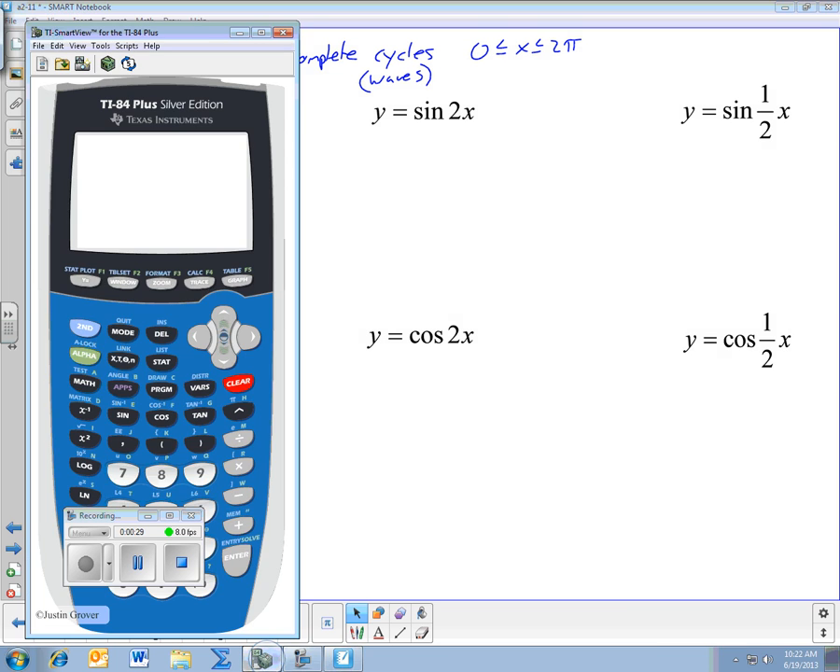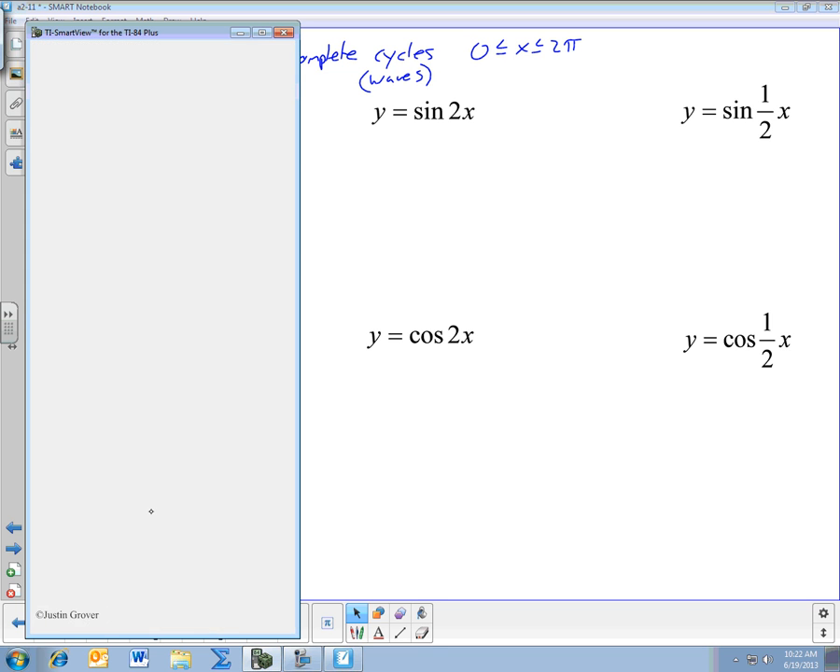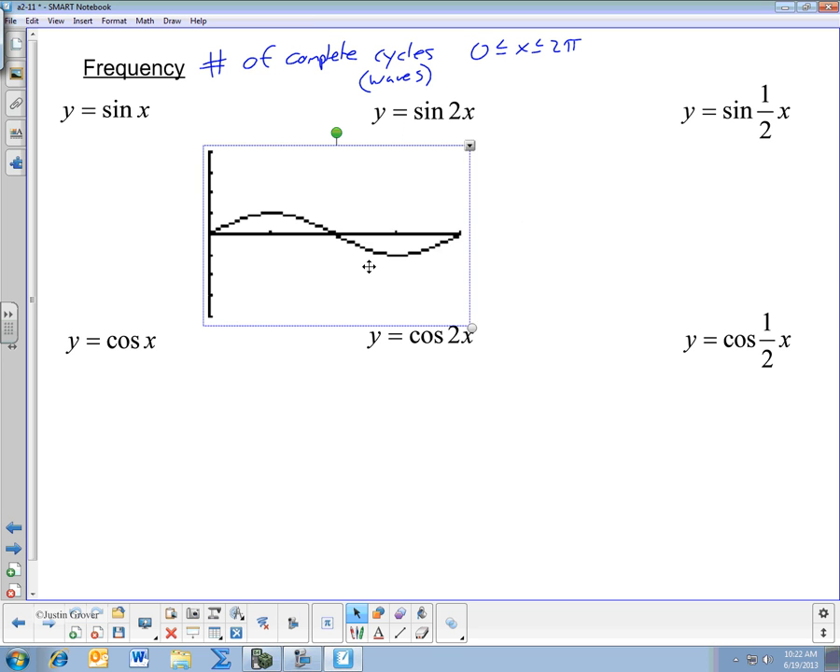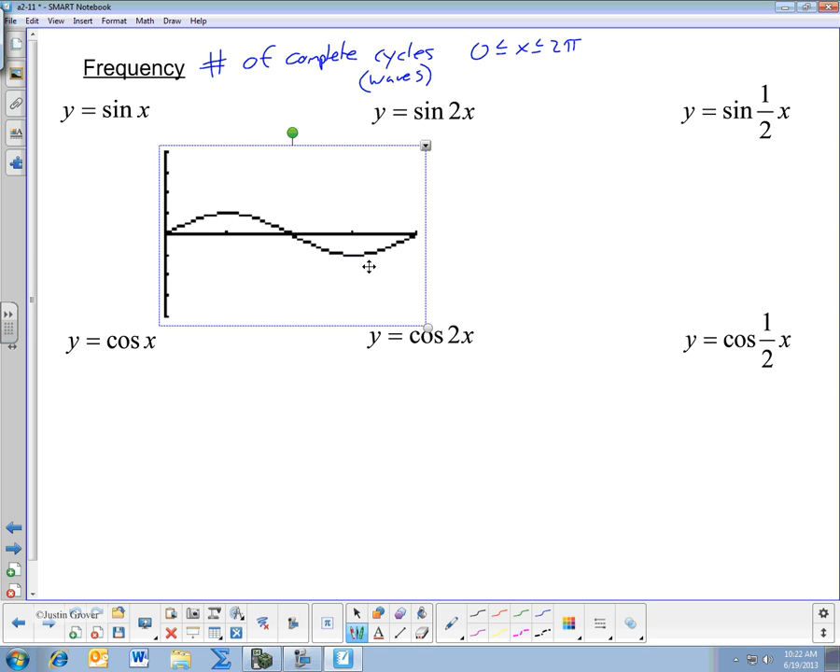And let's first start by looking at a basic graph of sine x. My window is already set for trig, but if you're getting a weird picture, hit zoom 7. That's your trig zoom. So this is my 0 to 2 pi domain for y equals sine x. This is one complete wave of sine x. We call this one complete cycle, and the cycle has an up part and a down part, and that's one complete wave.